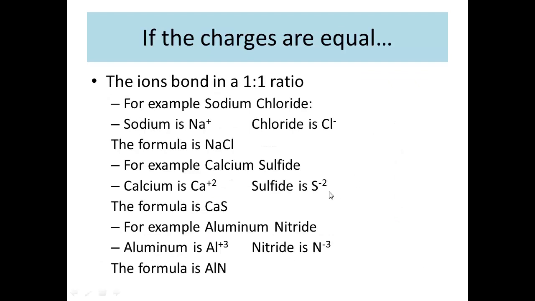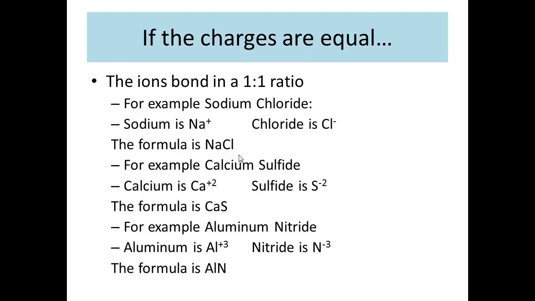So, it's pretty easy to figure out the formula if the charges are equal. So sodium chloride, you just copy down. You need one of each. If the charges are equal, the ions go in a 1-to-1 ratio. So like sodium chloride, sodium's Na+, chloride is Cl-. They make NaCl. Okay.